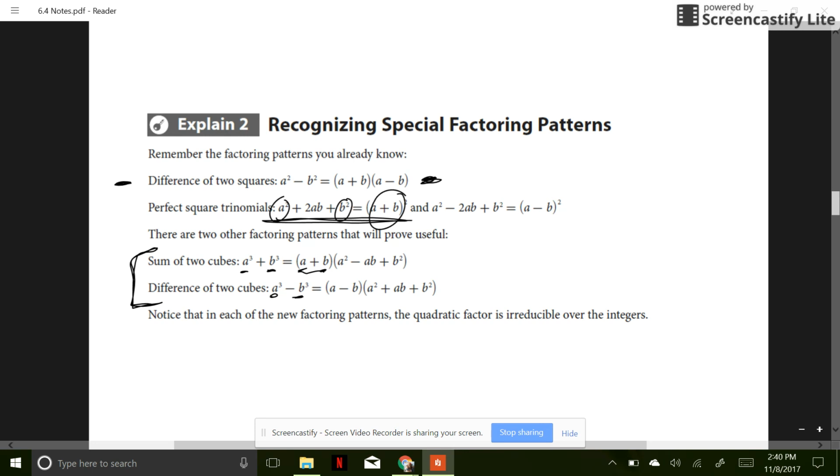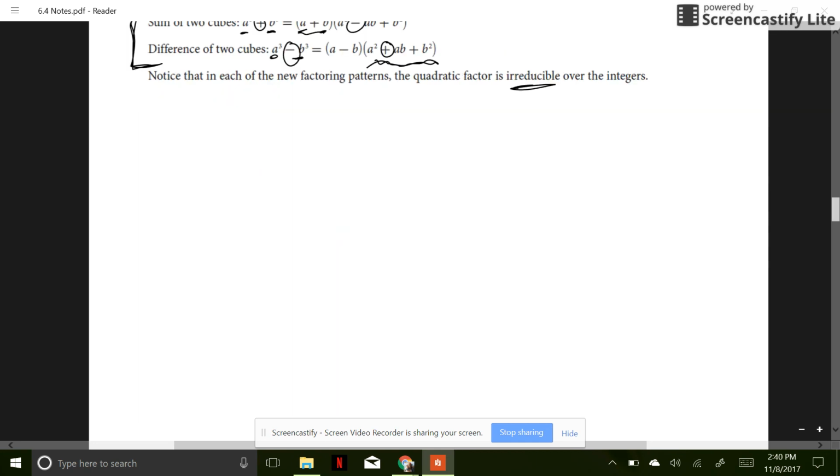So notice the signs of the middle terms are the opposites of in the original polynomial. So since we're adding in this one, the sign on this middle term is minus. If we're subtracting in the original, we're adding in this one. So one thing to notice in the new factoring patterns, the quadratic, so that's this piece here, is irreducible. So that means we can't factor it any further.